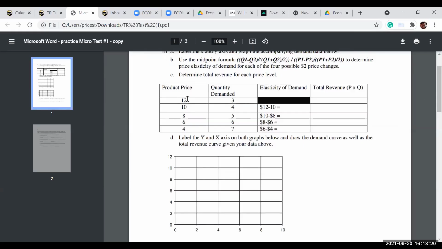Notice here, price of 12, quantity of 3. What does that mean you're going to do? You're going to make a point at 12 and 3. And at 10 and 4, you're going to make another point at 10 and 4. And so on. And then draw a line through that. That will be your demand curve. Make sure to label this P because we're measuring the price here. And this down here is Q as we're measuring the quantity along our x-axis. And then be sure once you've plotted each of those points that you connect them and that you label this demand.